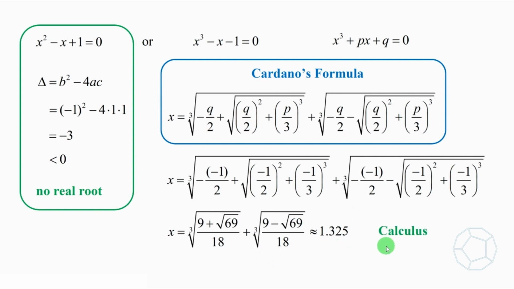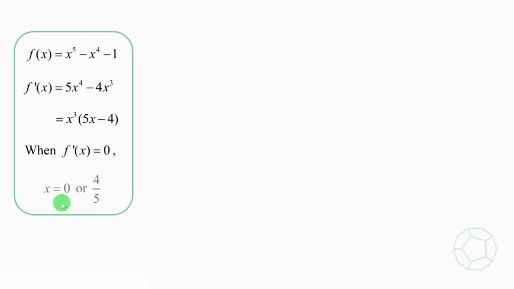We're going to use calculus to explain it. Let's look at the graph of f of x is equal to x to the power 5 minus x to the power 4 minus 1. To figure out the special points and the behavior of the graph, we differentiate first. So f prime x is equal to 5x to the power 4 minus 4x cubed. Factorize it, we get x cubed times bracket 5x minus 4. When f prime x is equal to 0, x is equal to 0 or 4 over 5.